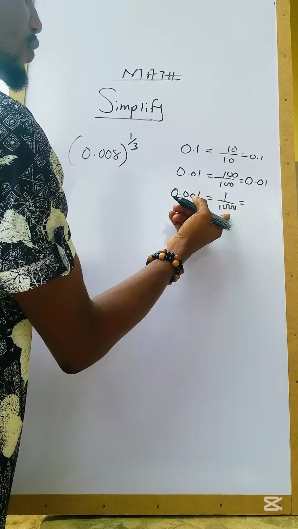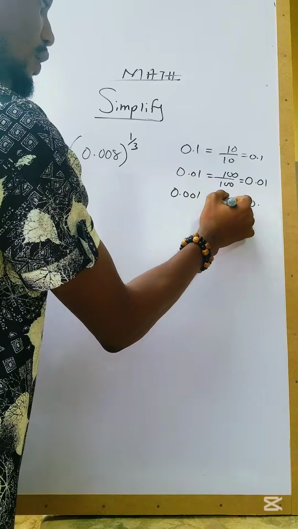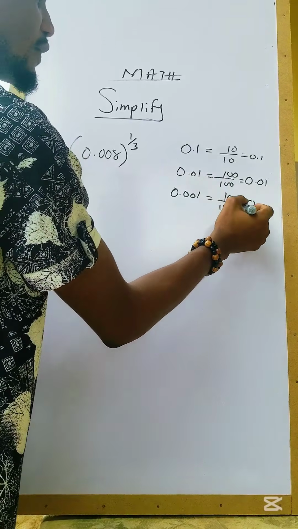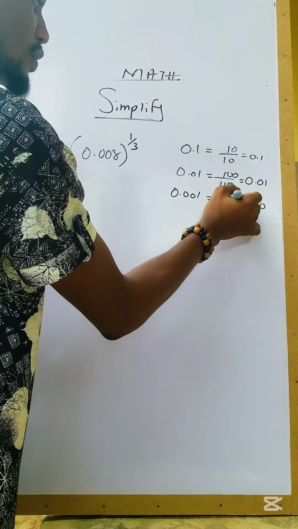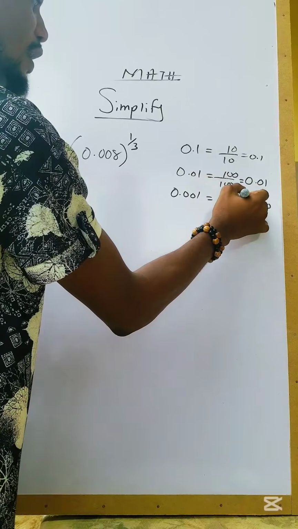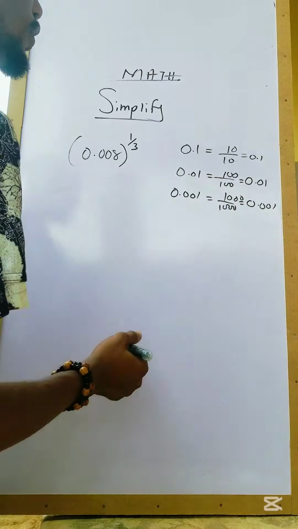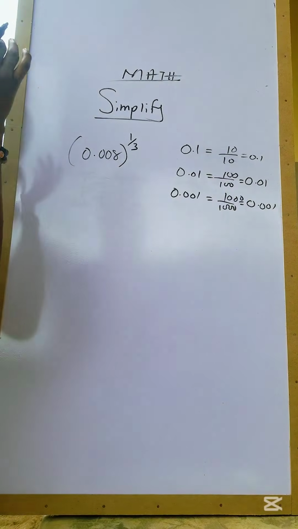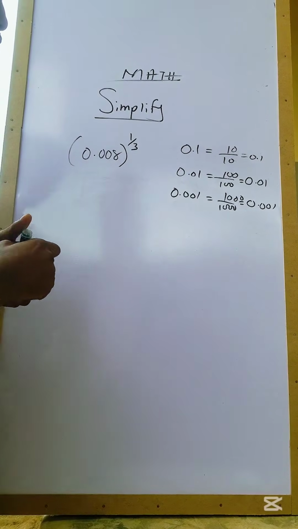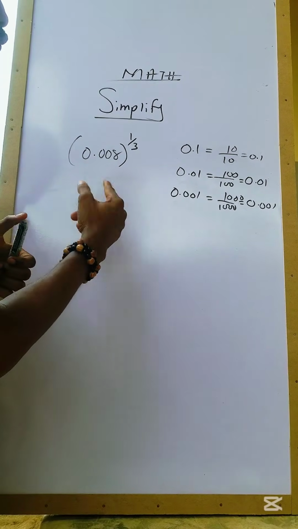So 1000 cannot divide 1, that is 0 point. Add 0. Can 1000 divide 10? 0. Can 1000 divide 100? 0. When you add 0 to it, that is 1. So you can see. So now back to this question, meaning that for me to solve this question, I need to convert this decimal part to fraction.